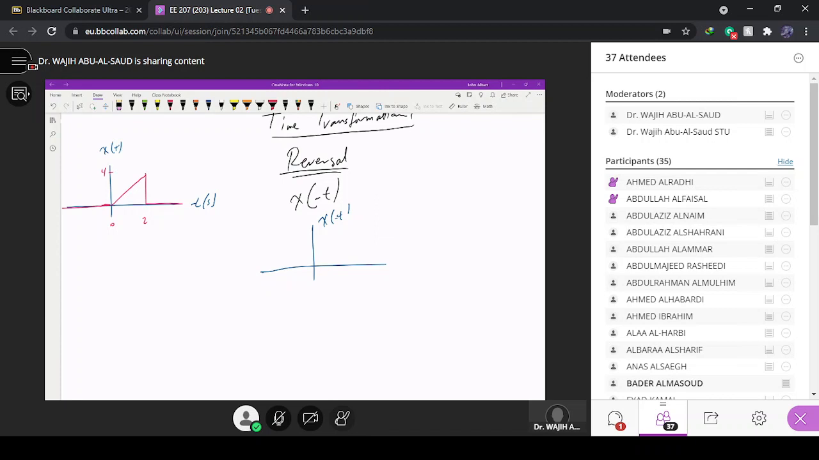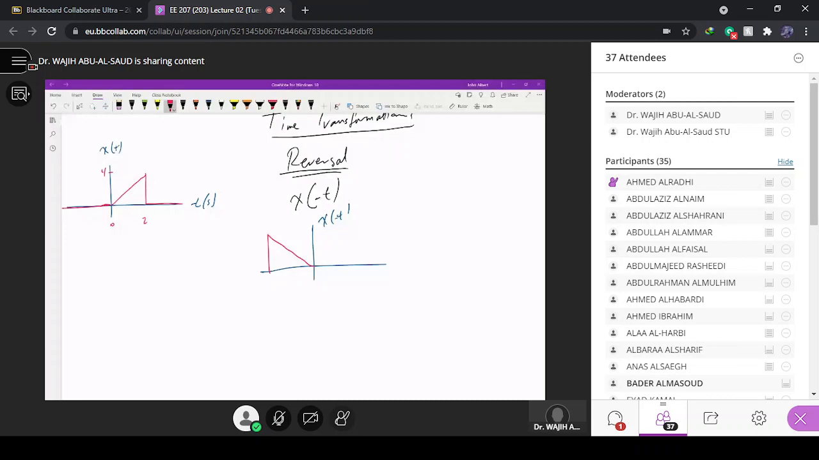So if this is x of t, x of minus t will look like the following. Think of the y-axis as a mirror. What will you see in the mirror? You see exactly that triangle, but it's flipped. What was to the right will appear to the left. So this is basically how the signal will look like. Okay? So this is in fact x of minus t.